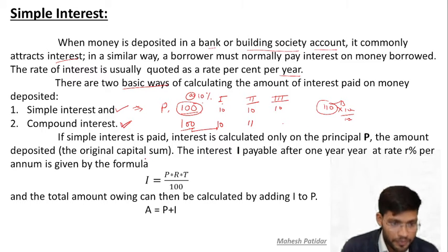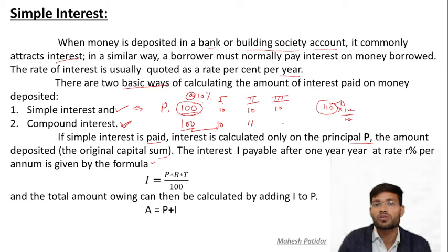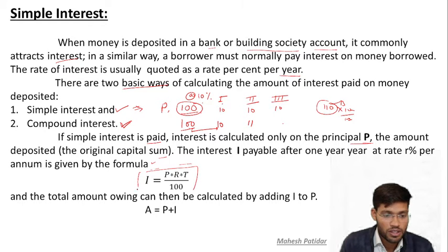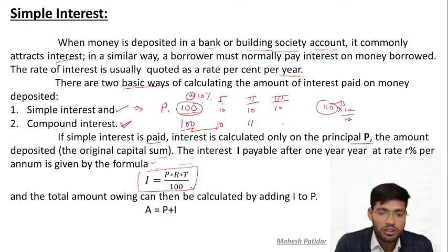Okay, is it clear? Now if simple interest is paid, interest is calculated only on the principal P, that is the basic principal, the amount deposited, the original capital sum which we have deposited. The interest I payable after 1 year at the rate R% per annum is given by the formula. If we want to calculate the simple interest, then we have to use the formula I equals PRT upon 100.